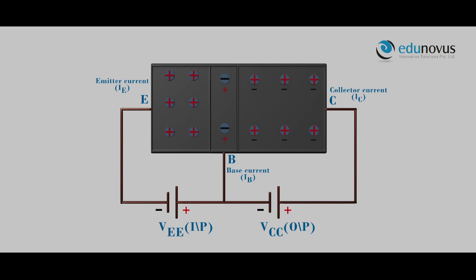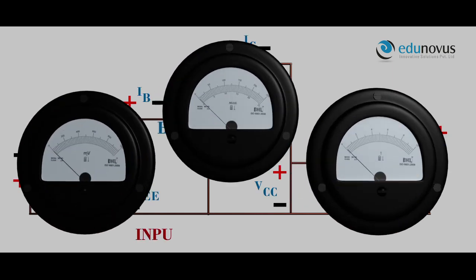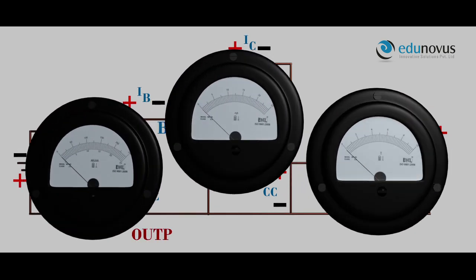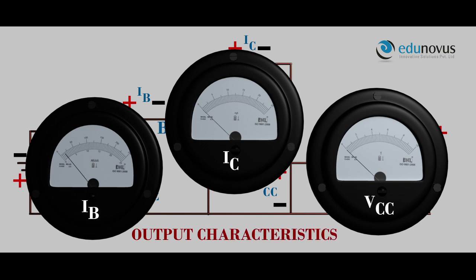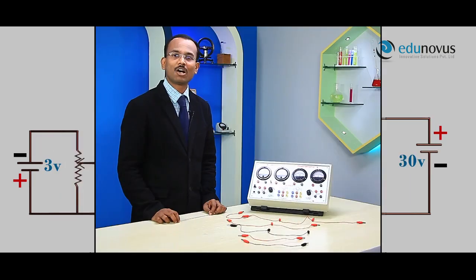To study the characteristics, let us connect the NPN transistor in the circuit. For input characteristics for different constant collector voltage, we notice the corresponding change in the base voltage and base current IB. For output characteristics for different constant base current IB, we notice the corresponding changes in the collector current IC and the collector voltage VC. Now that you have understood the working of an NPN transistor and the procedure for this experiment, let me explain the apparatus.